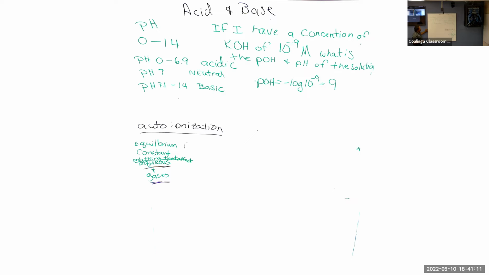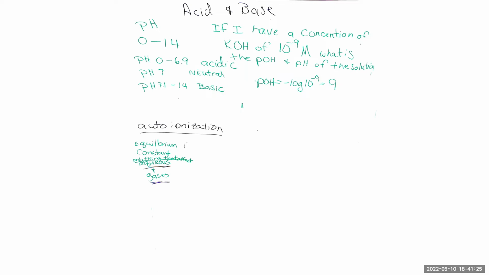Okay. And then, so that's the pOH, and now we want pH. So we will do the pH equals 14 minus the pOH, which is 14 minus 9, 5. Okay. You see it?